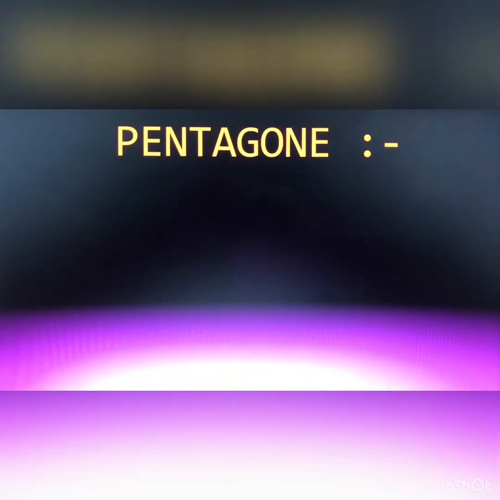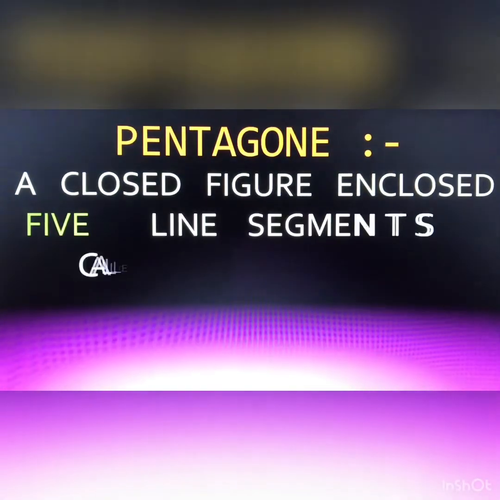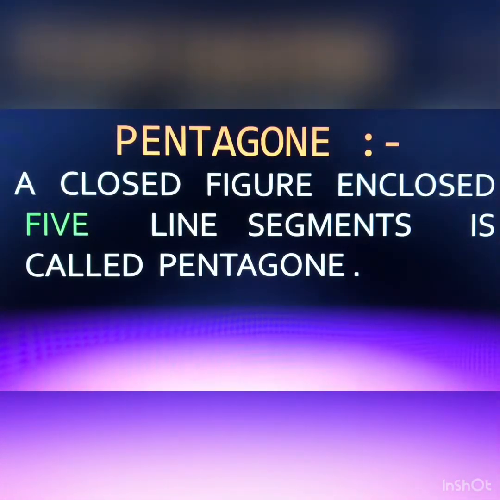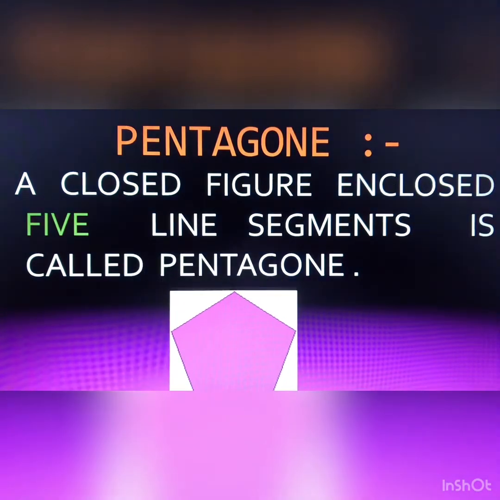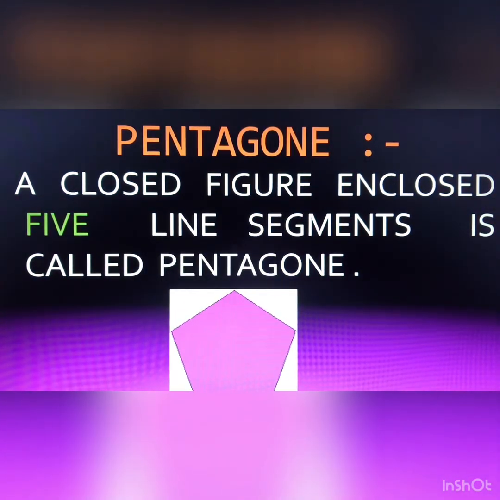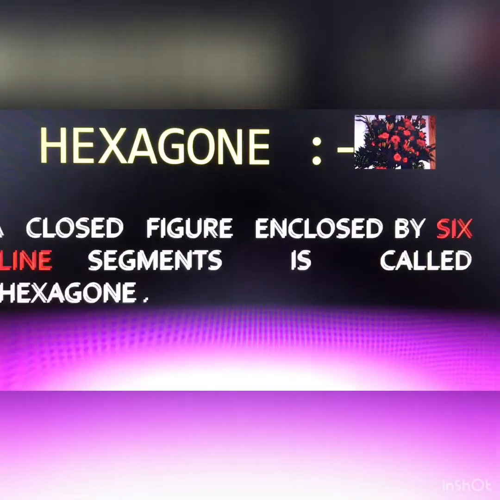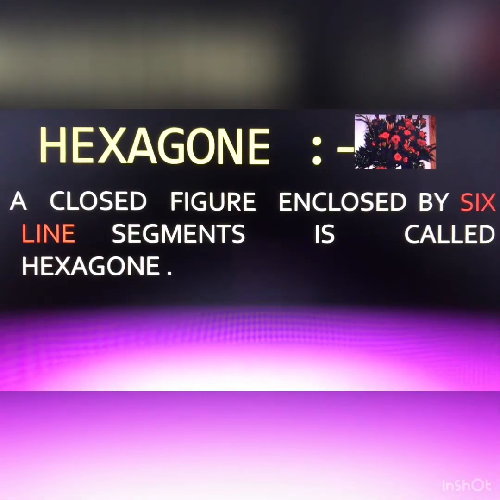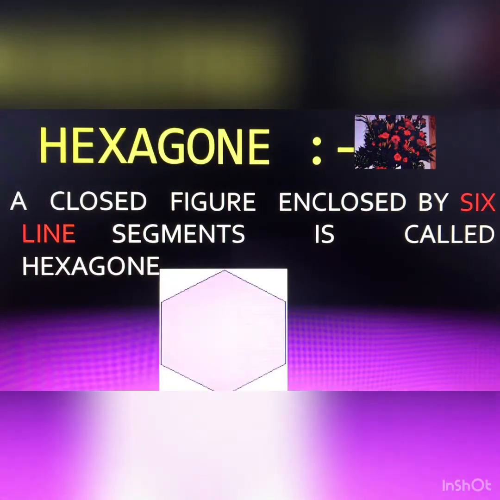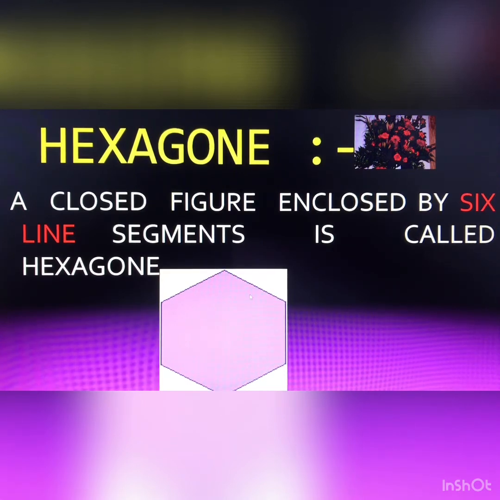So next one is pentagon. What do you mean by pentagon? A closed figure enclosed by 5 line segments is called a pentagon. This is the example of a pentagon. Now hexagon. A closed figure enclosed by 6 line segments is called a hexagon, and you can see that this is a geometrical shape enclosed by 6 line segments: 1 2 3 4 5 6. So this type of polygon is known as a hexagon.